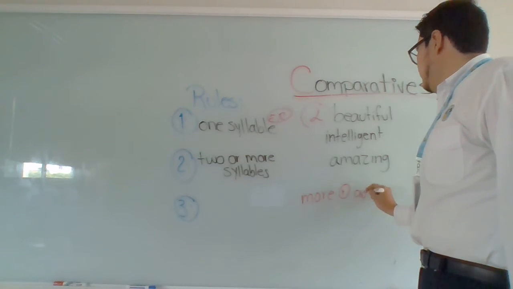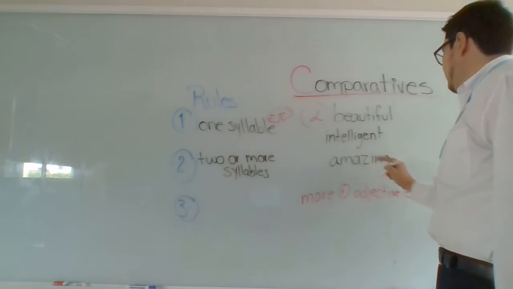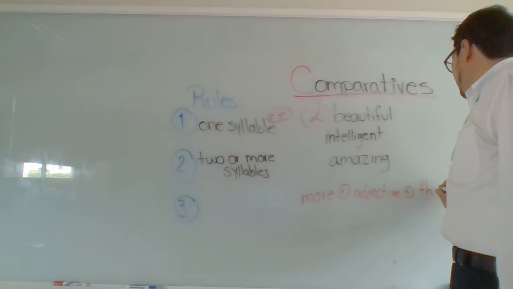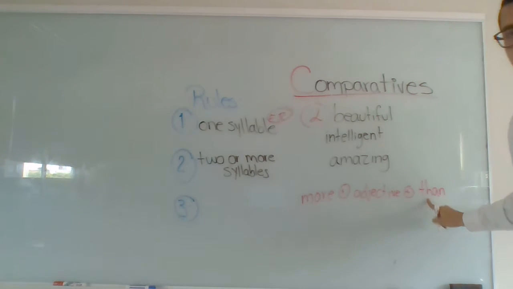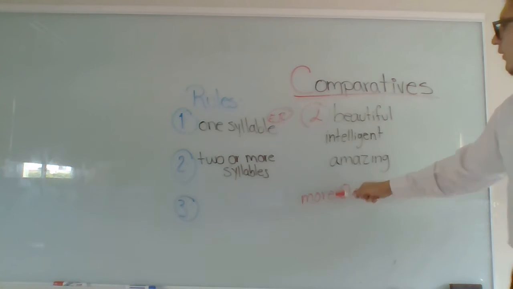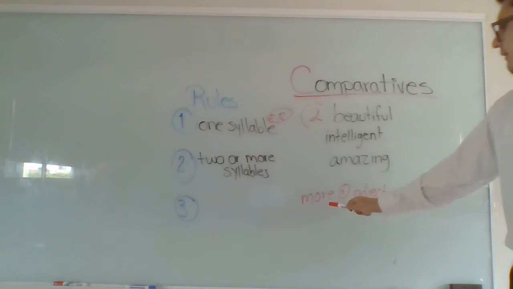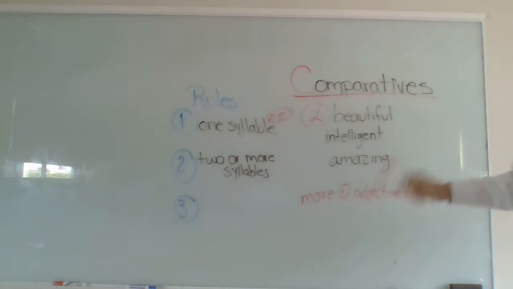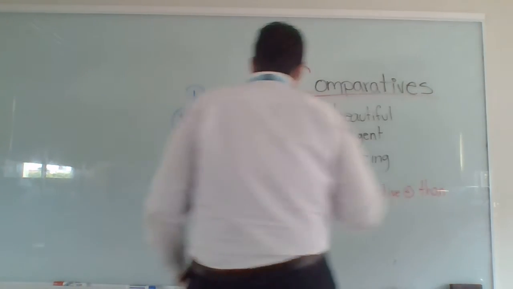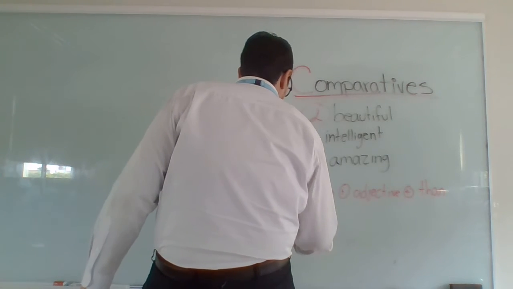Then we have the adjective. And after the adjective, we have than. Never, never, never forget than. More beautiful than, more intelligent than, more amazing than. Okay? For example, this is my example.